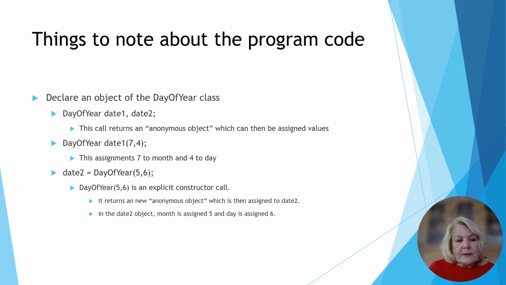And then the last example is where, remember, we read it from right to left. So we're creating an object of the day of year class, and it's calling the constructor, which gives 5 to the month and 6 to the day. It creates a kind of anonymous object, and then it's assigning it to date 2.